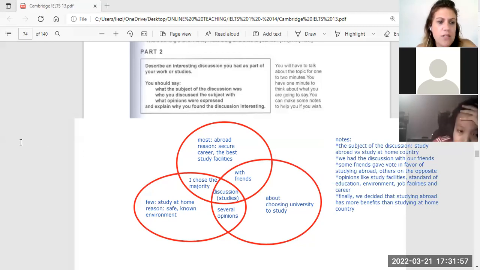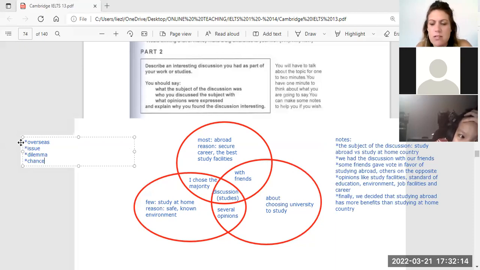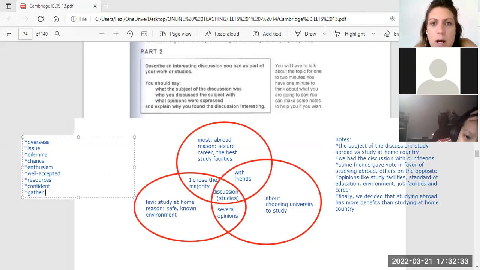Vocabulary that I can use here is words like overseas, issue. What is the issue? What is the dilemma? What is the problem? What is the chance? Enthusiasm. Well accepted. If you are at a well accepted university. Resources. Confident. These are words I can use in my essay that you just think about.